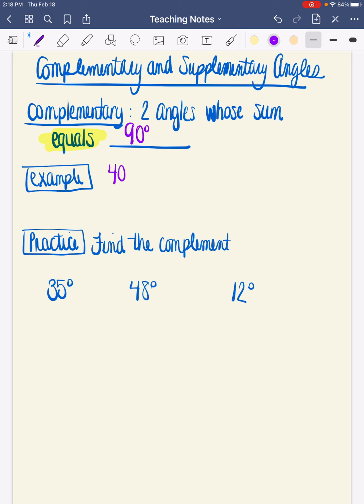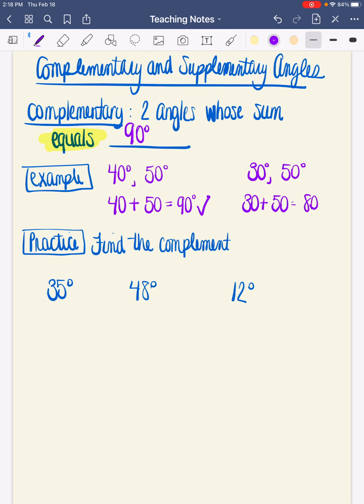So if I have an angle that is 40 degrees, and then I have another angle that is 50 degrees, 40 plus 50 is 90. So that would be a complementary angle. Likewise, if I had something that was 30 degrees and the second one that was 50 degrees, 30 plus 50 is 80. While 80 is close to 90, it is not 90, so that would not be complementary.